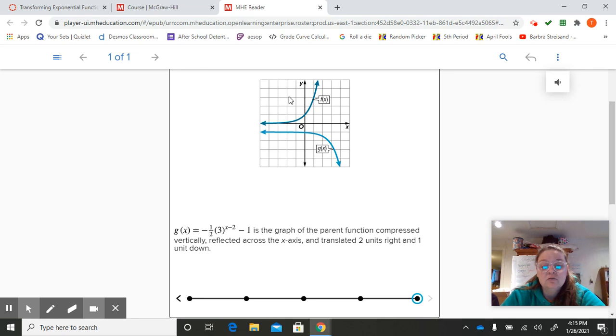And now we can state that g of x equals negative 1/2 times 3 to the x minus 2 power minus 1 is the graph of the parent function, compressed vertically, that's the 1/2, reflected across the x-axis, that's the negative, translated 2 units right, that's the -2, and 1 unit down, that's the -1.